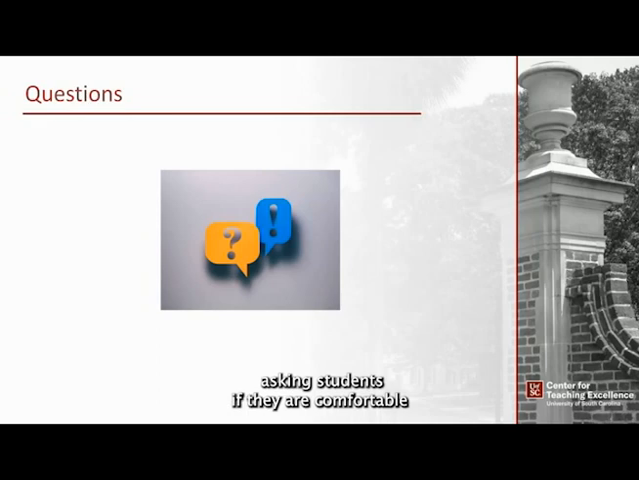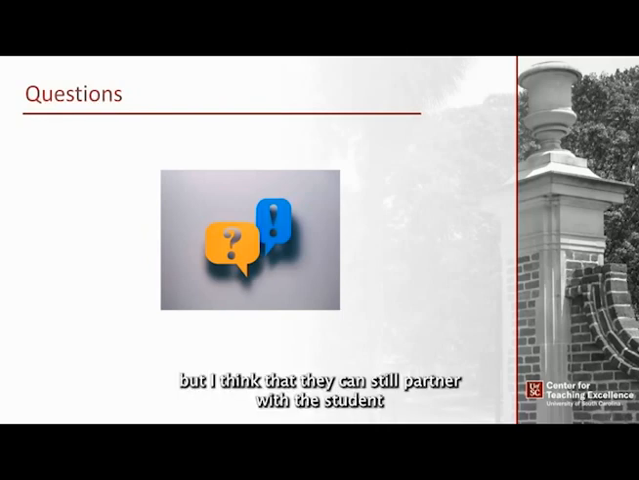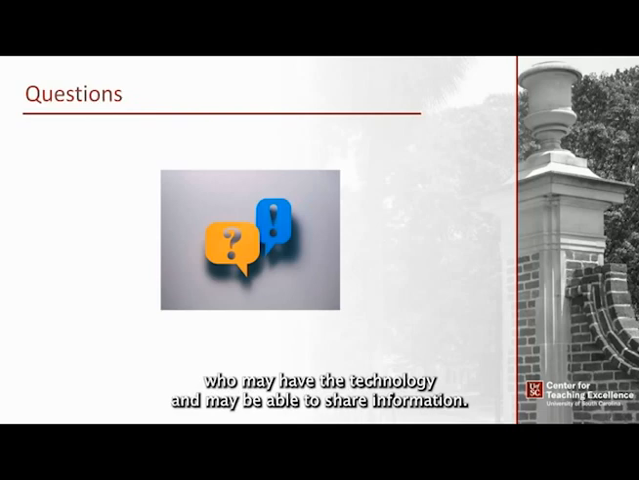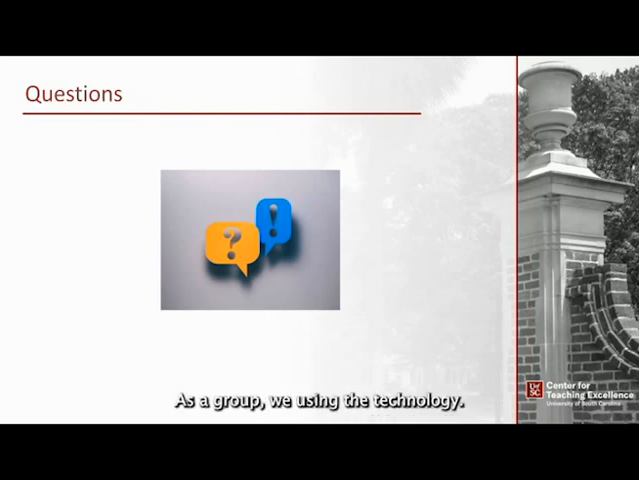And then Tasha mentioned asking students if they are comfortable with moving around and creating a comfortable space for those that are not comfortable with moving around. I mentioned maintaining distance and maybe doing a poll share so everyone still can interact. And also, some students may not have the technologies in the class, but I think that they can still partner up with the student who may have the technology and may be able to share information as a group using the technology.